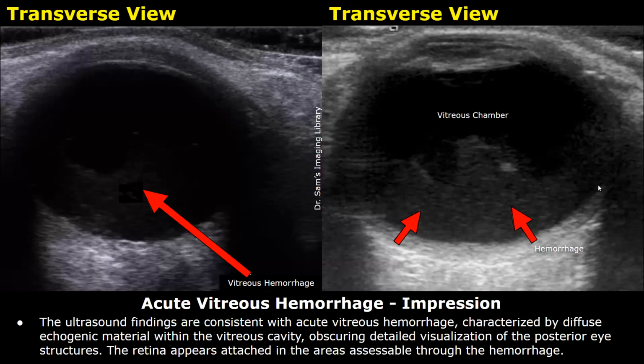This is the impression. The ultrasound findings are consistent with acute vitreous hemorrhage, characterized by diffuse echogenic material within the vitreous cavity, obscuring detailed visualization of the posterior eye structures. The retina appears attached in the areas accessible through the hemorrhage.